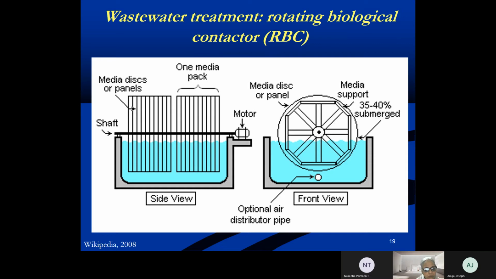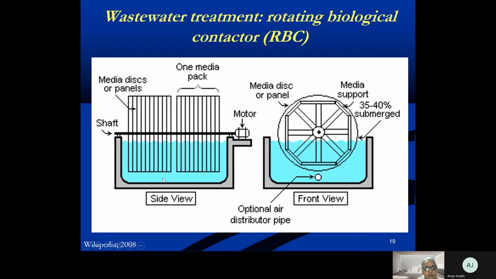What people found out, I have mentioned this in my PG level class, is that the problem with this method is that as the biomass increases on the disc, the weight on the discs is becoming heavier and heavier, so the shaft has to take that increased weight. And very often there has been failure of these RBCs because of the excessive weight on the shaft. So the shaft literally breaks into two because of the excessive weight of biomass.